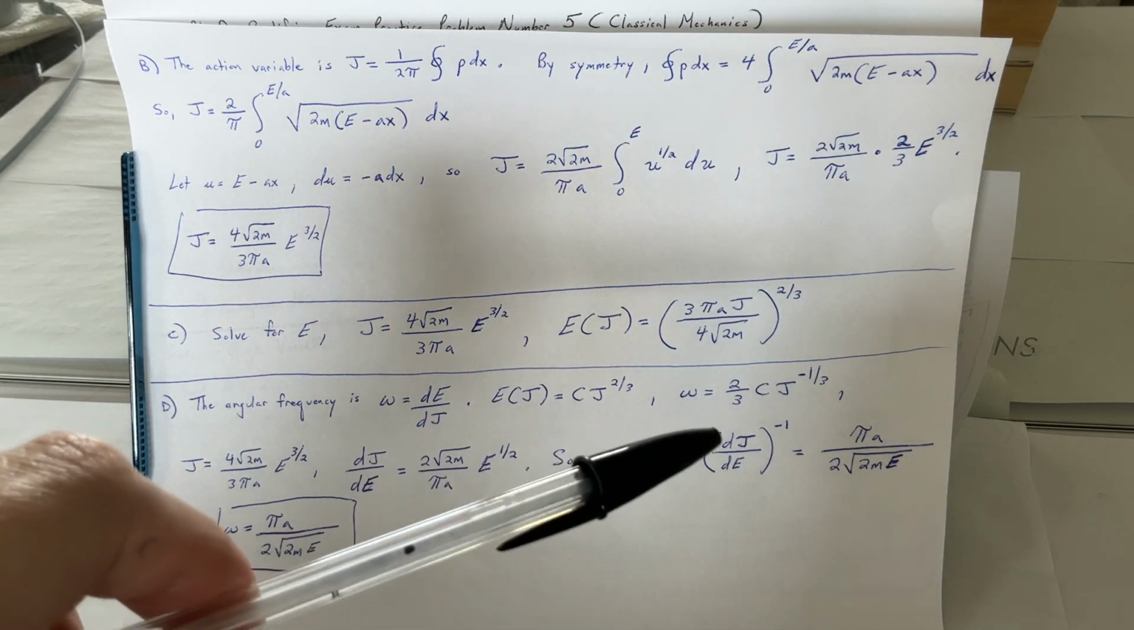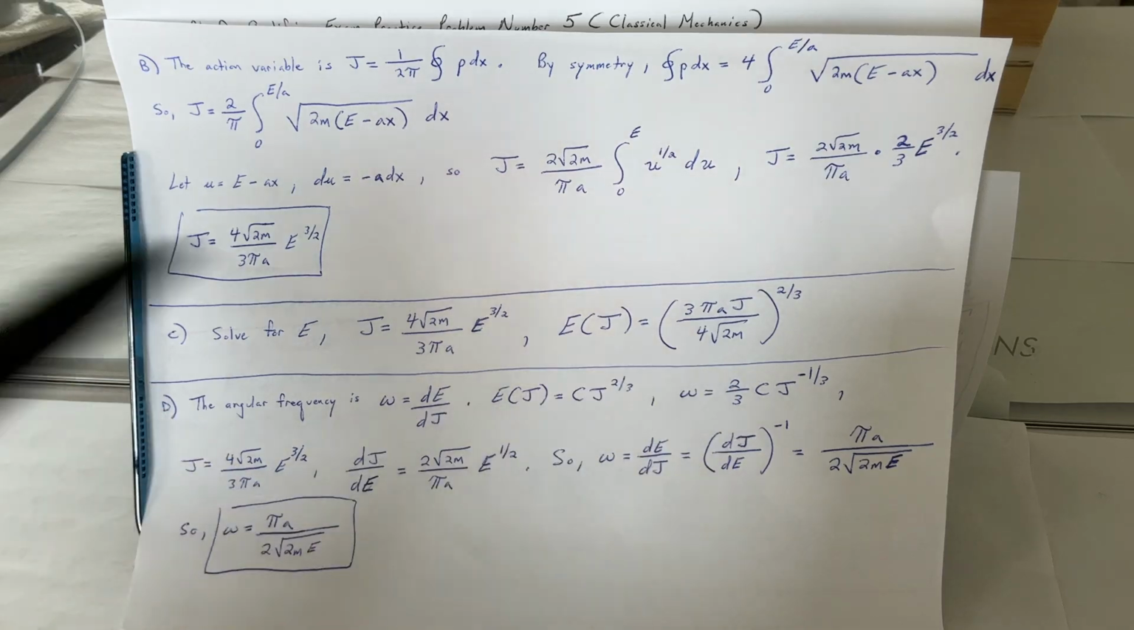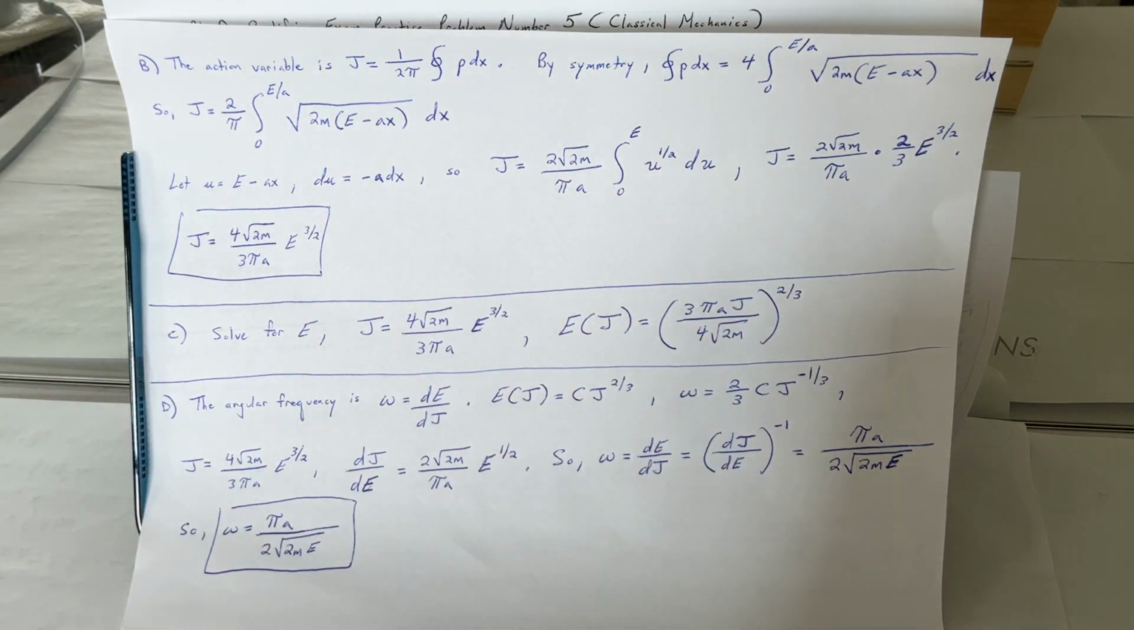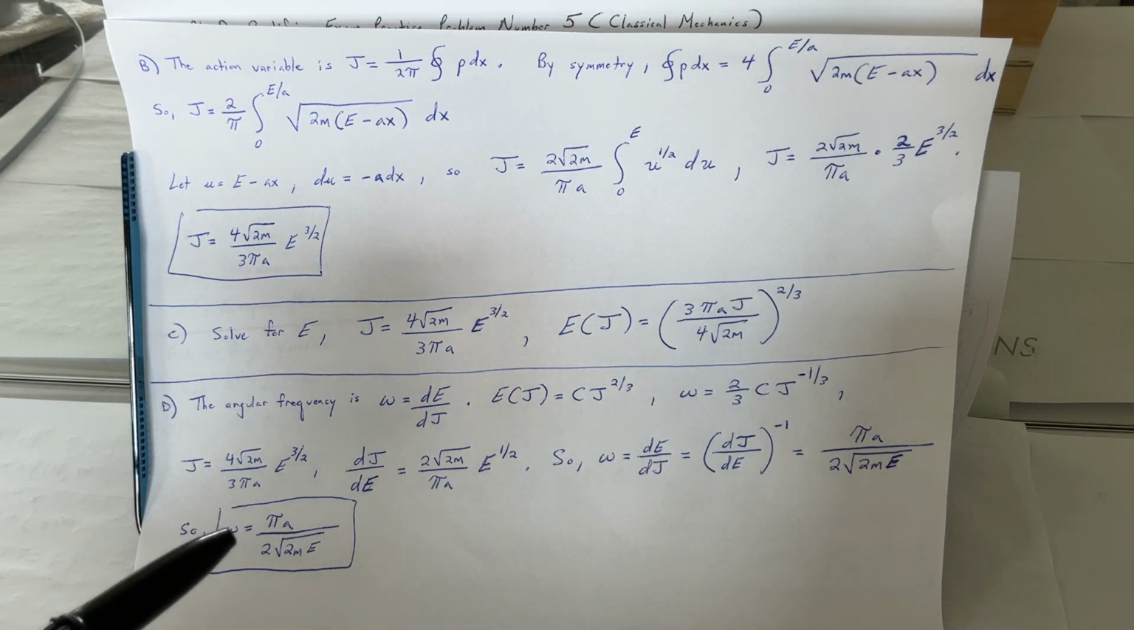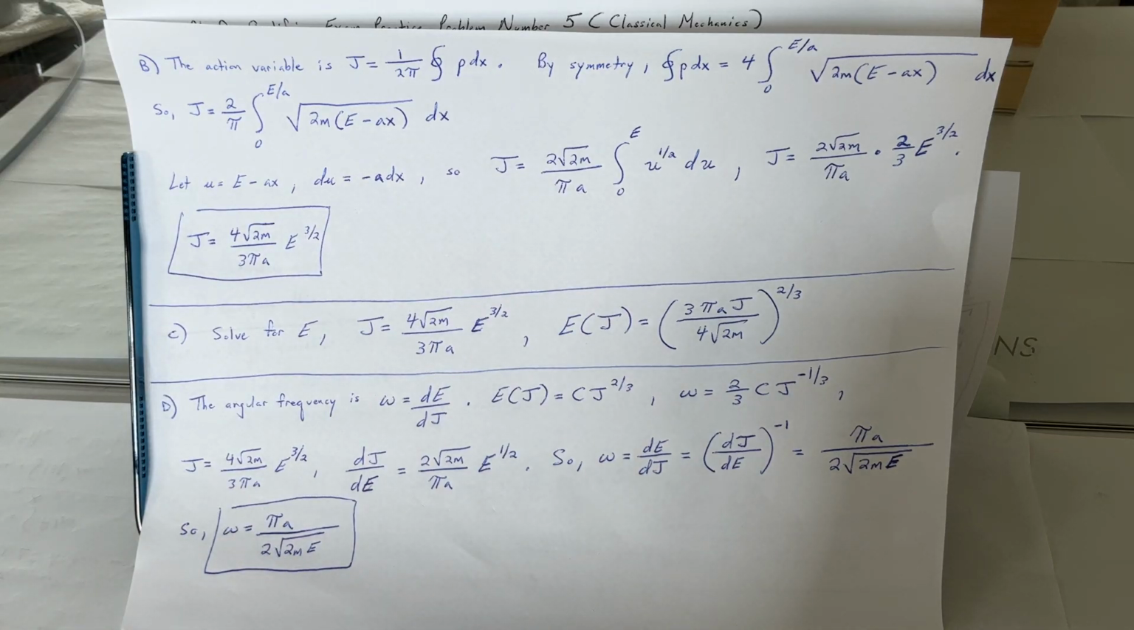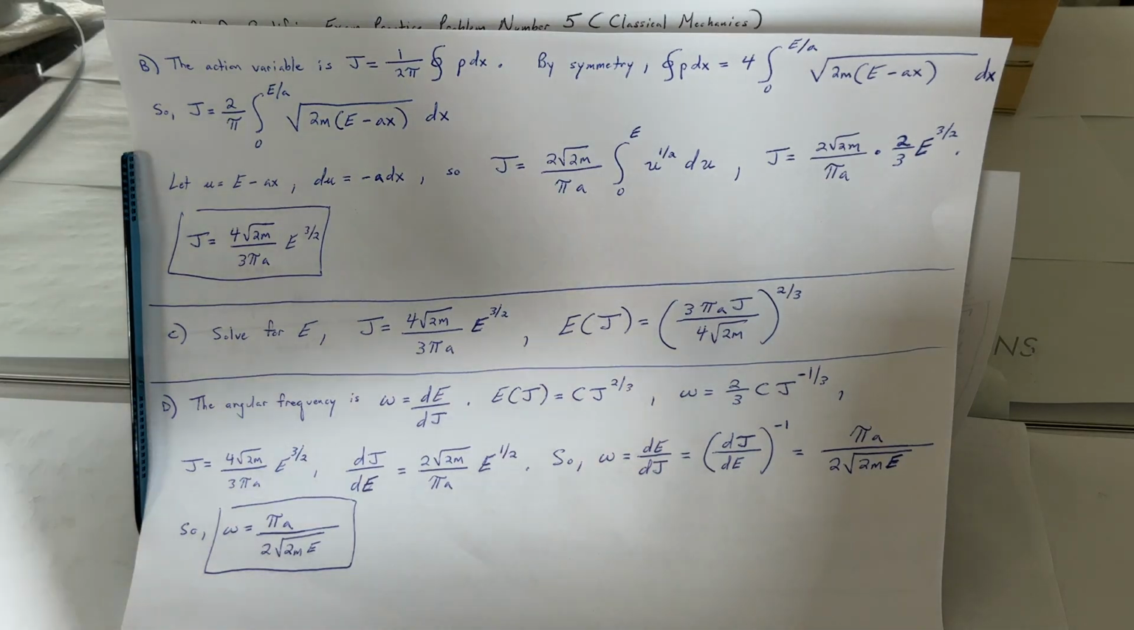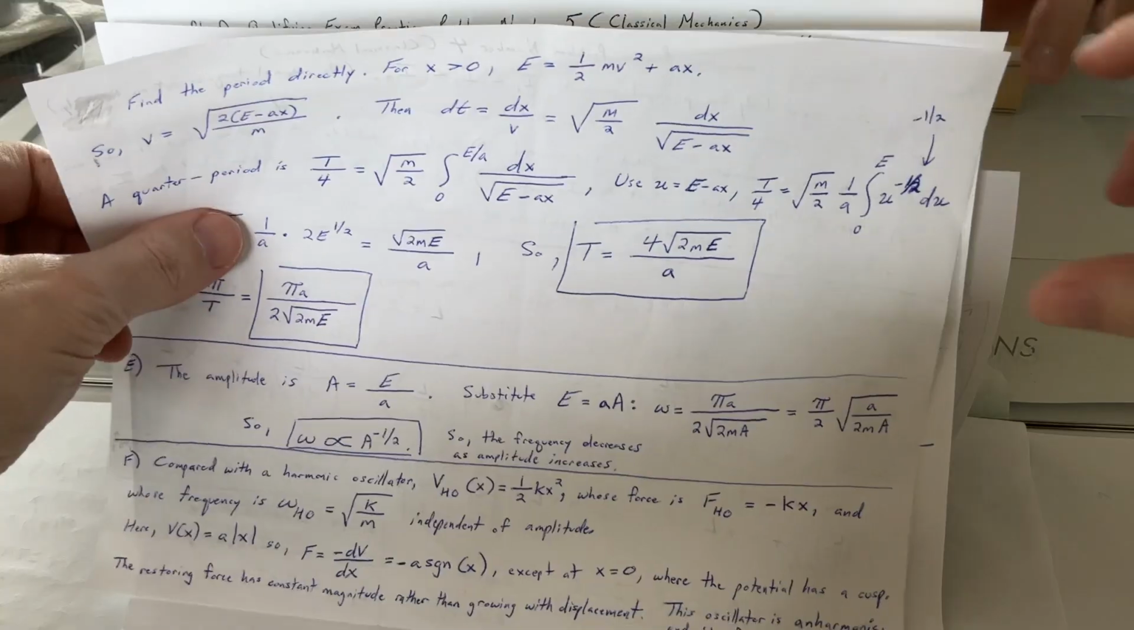And this here, dJ/dE equals pi a over the square root of 2 times the square root of 2mE. Okay, think about where that comes from. So omega is going to be pi a over 2 times the square root of 2mE. So that's the first way we could calculate omega, and let's do the second way.